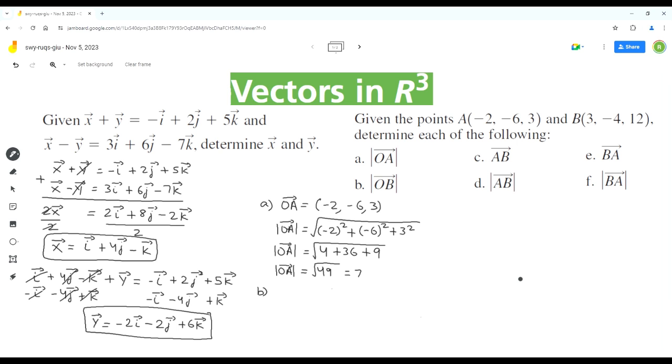So in part B, we have to find the magnitude of vector OB. So first we'll find vector OB. Vector OB is a position vector for point B. So vector OB is equal to the given point B. Now we can find its magnitude.